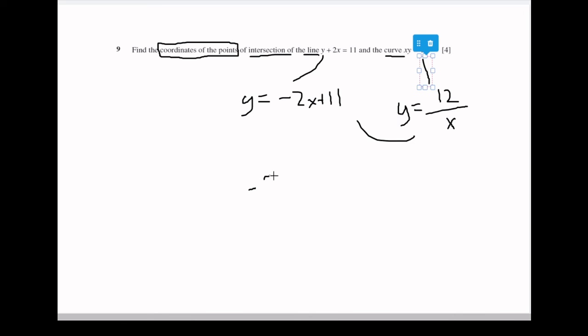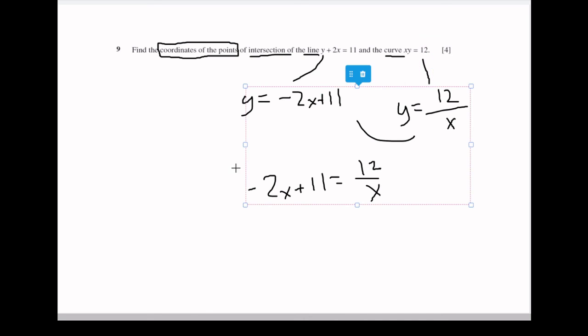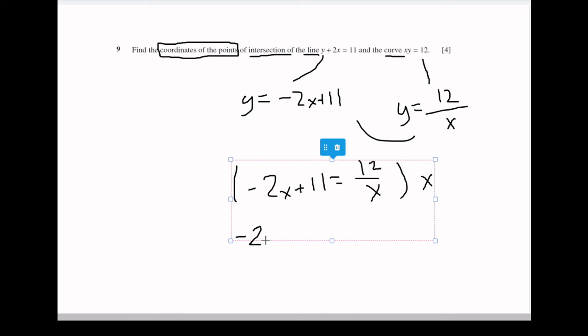And now we set these equal to each other. So we do negative 2x plus 11 equals 12 over x. So we're going to start by multiplying by x on both sides. We want to get rid of that fraction. It's a lot easier if we do that. So we're multiplying everything by x. So we'd have negative 2x squared plus 11x equals 12.